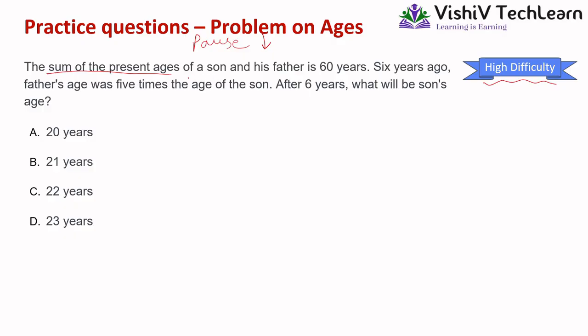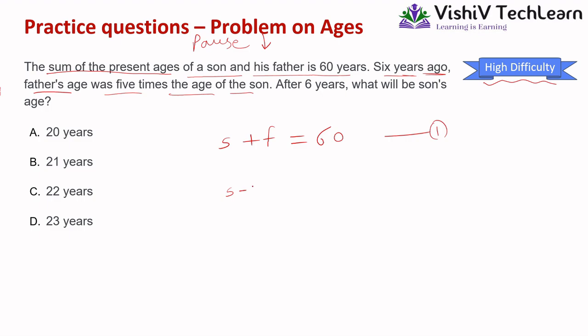The sum of present ages of son and his father is 60 years. So again here we have son and we have father, and their summation, addition, is 60 years. We got one equation. 6 years ago, father's age was 5 times the age of son.